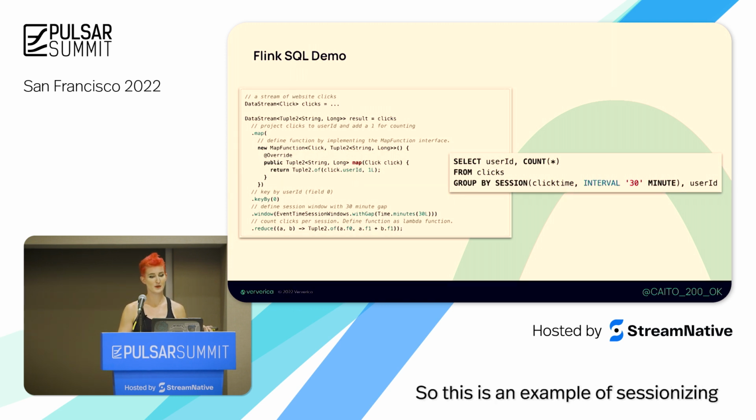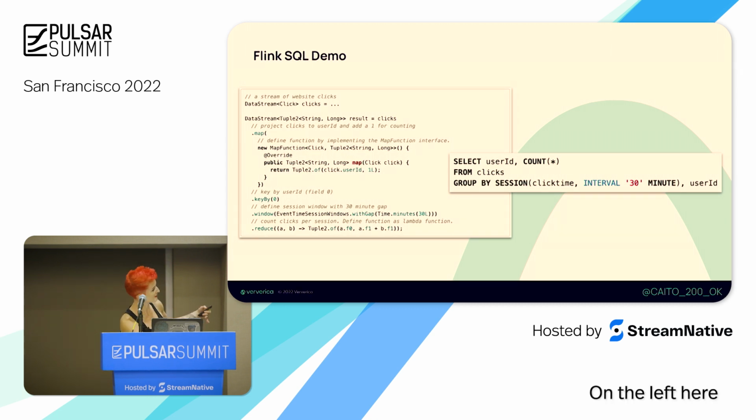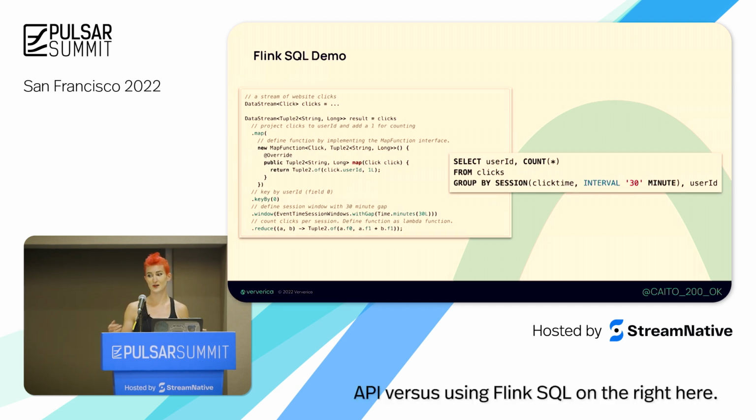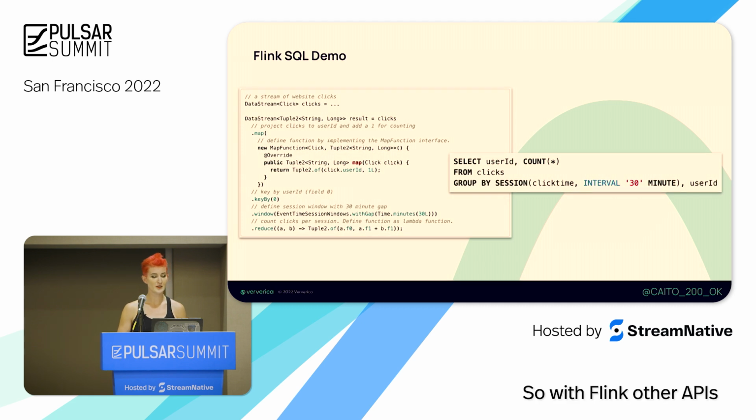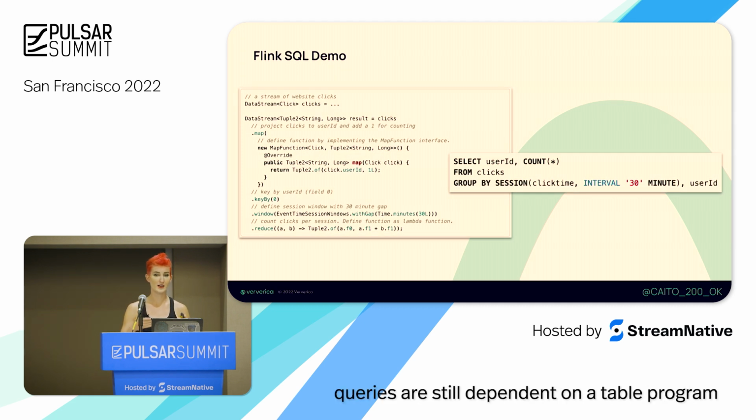So this is an example of sessionizing a click stream and counting the number of clicks per session in regular Flink on the left here, using the data stream API, versus using Flink SQL on the right here. With Flink's other APIs, queries are still dependent on a table program written either in Java or Scala. And those often have dependencies like on a build tool for submitting your clusters, whereas with the Flink SQL client, all writing, debugging, any sort of table programs to a Flink cluster is just done. Plus you get all your visualizations in the command line.